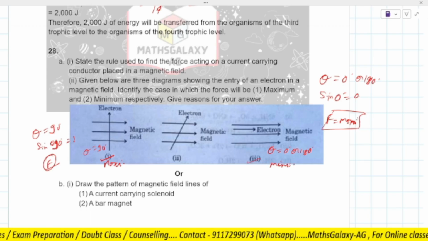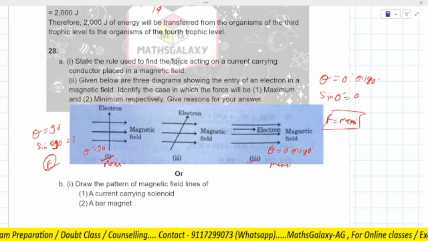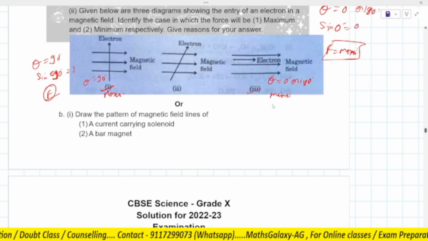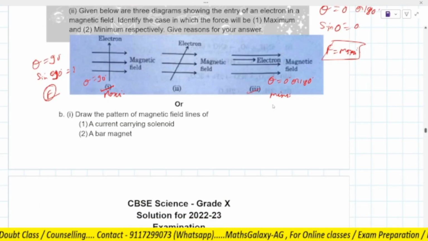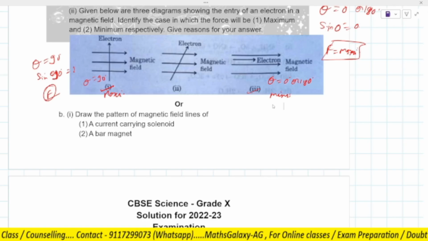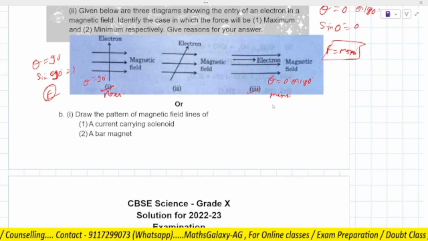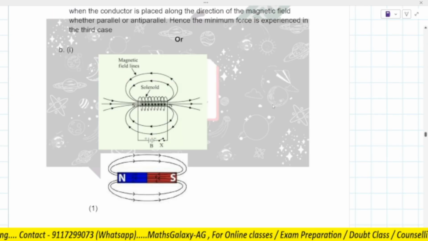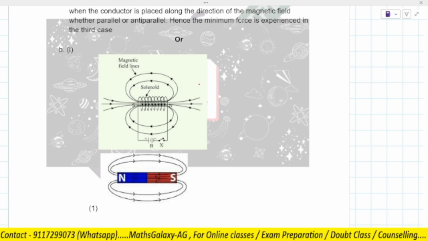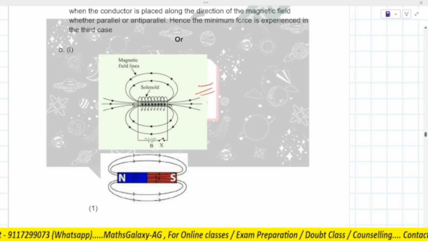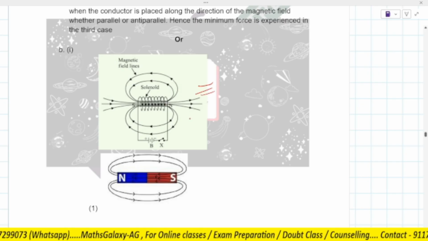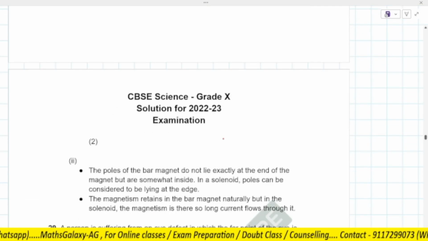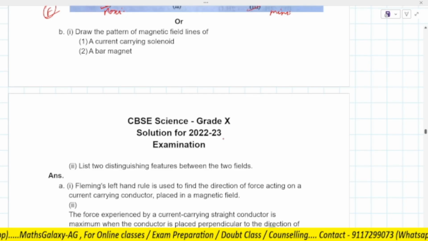Is it clear? So now let's see part B. Draw the pattern of the magnetic lines for a current carrying solenoid and a bar magnet. So it's also too simple, and you just have to draw the patterns of the magnetic field, okay? So let's see here how we will do. See, like this you have to do it, okay. Clear now? For a solenoid and for a bar magnet. Any doubt?